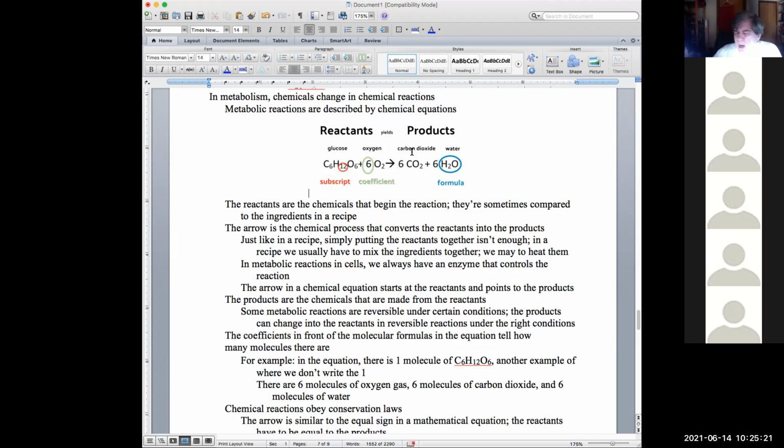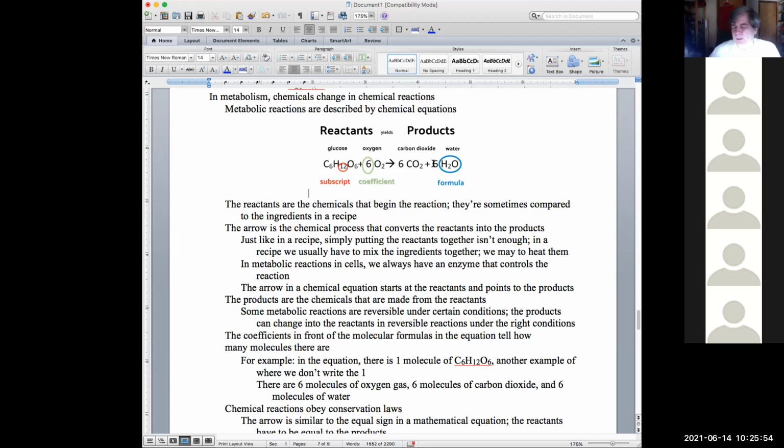Now, if we look at our products, what are our products that we're going to make in this particular metabolic reaction? We're going to make CO2, which is carbon dioxide. Notice that carbon dioxide has 1 atom of carbon and 2 atoms of oxygen, but again, we have 6 of these. So we really have 6 times 1, we have 6 atoms of carbon, and we have 6 times 2, we have 12 atoms of oxygen.